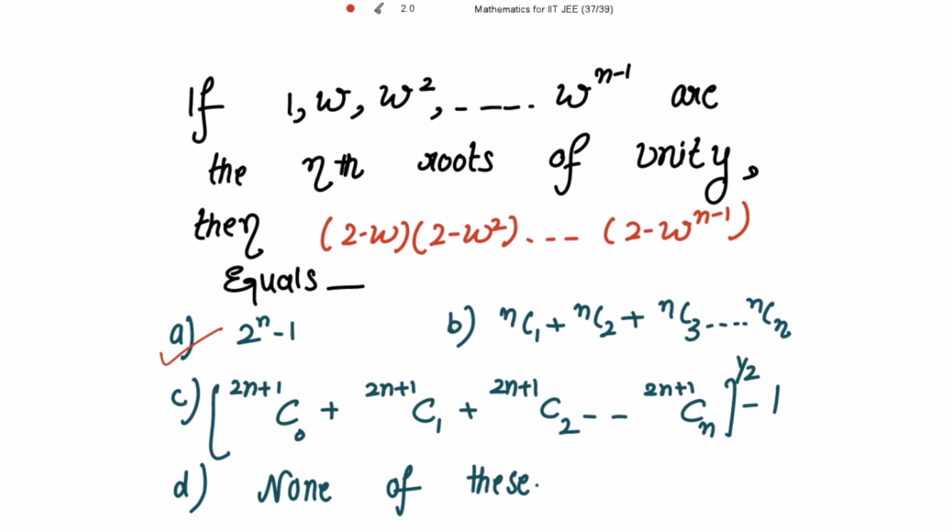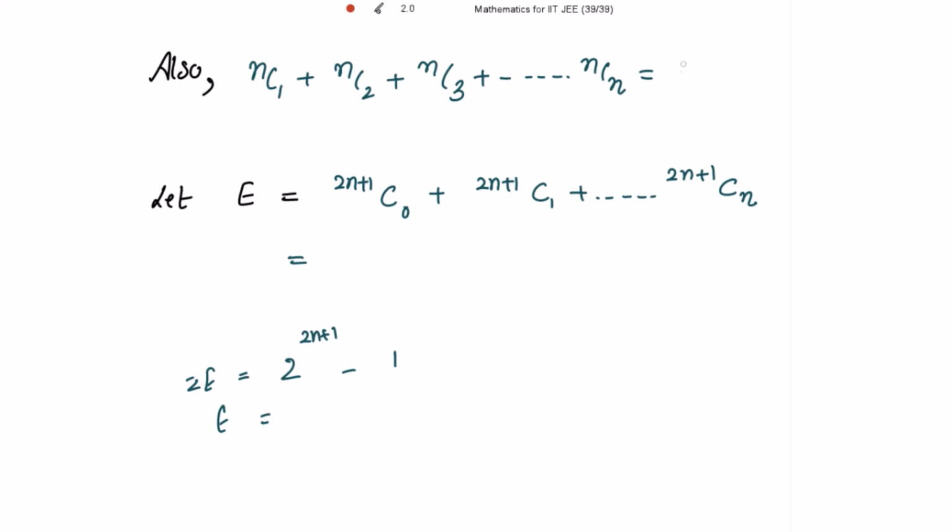Let's also check the other options too. Okay. Here B part is nC1 plus nC2 plus nC3 up to nCn. And it is a result that the sum of these combinations is equal to 2 to the power n minus 1. This is your result, right? So these two, A and B, are equal, so B option is also correct. Let's move on to the C part.